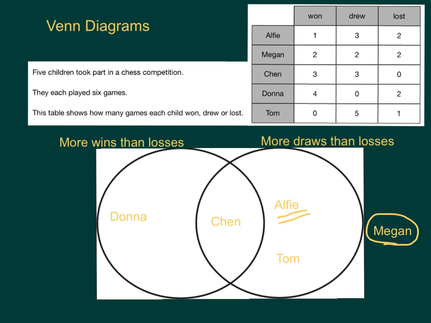Chen has got 3 wins and no losses, so he's got to be in one circle, and he's also got more draws than losses, so he's also in the other circle. Donna has got more wins than losses, but she didn't have any draws, and she did have 2 losses, so she just must be in more wins than losses. And finally, Tom has got more losses than wins, so he's not in the left-hand circle, but he's got more draws than losses, so he is in the right-hand circle.